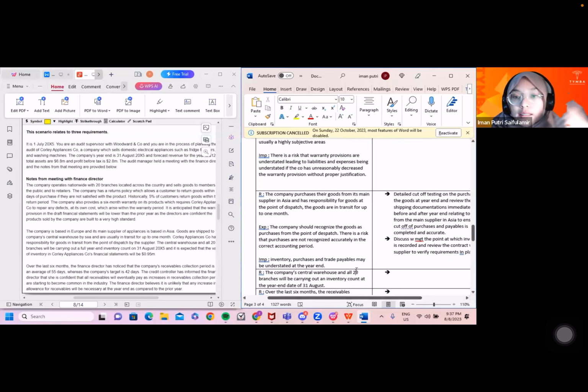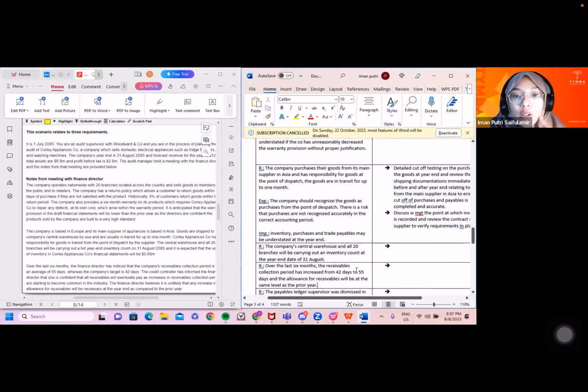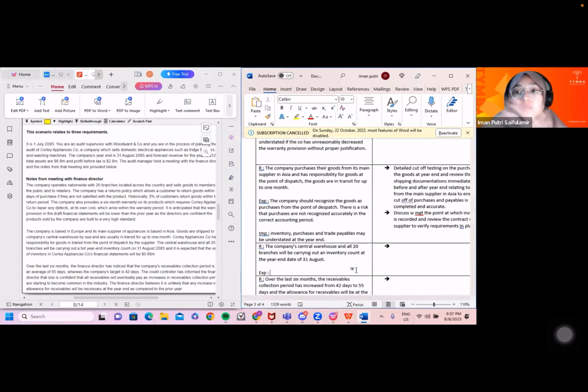Yes. Okay. So next point is the company's central warehouse and all 20 branches will be carrying out an inventory count. So what is the explanation? What is the risk here? When there are 20 branches carrying out an inventory count at the same time, it may be that the auditors cannot visit all of these inventory count sites. It is unlikely that the auditor will be able to attend all sites. So the risk is it may not be possible to obtain SAE over what? Be very specific.